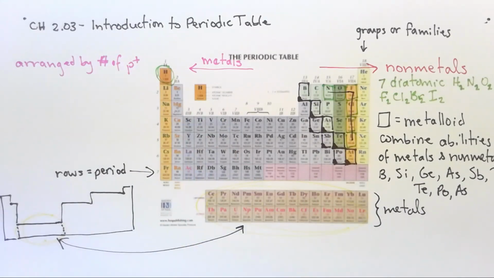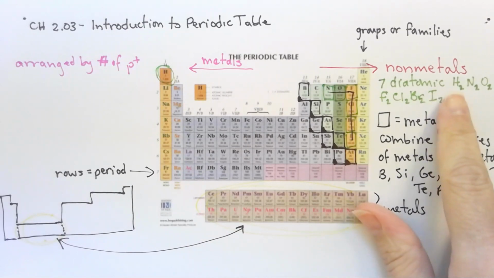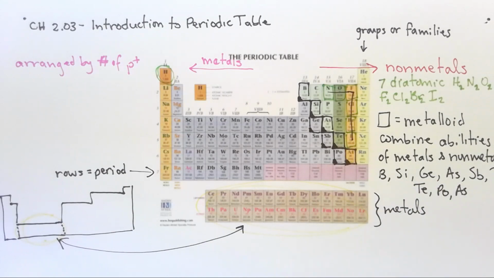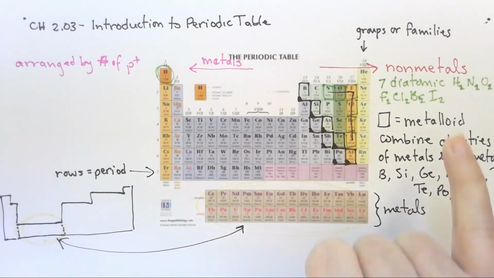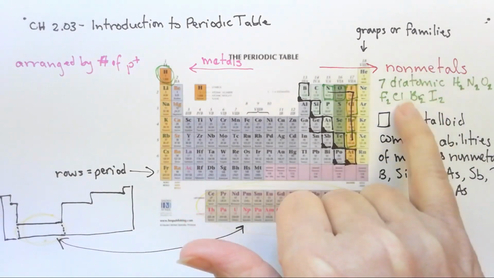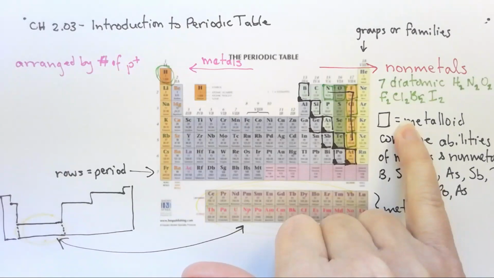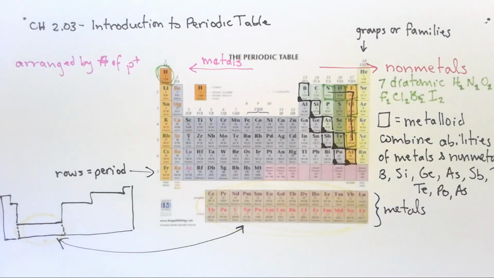But you guys need to get this memorized pretty early on in the game, because you have to know that when boron's by itself, it's just boron. When silicon's by itself, it's just silicon. But if chlorine is by itself, that's going to be Cl2, Br2, I2.